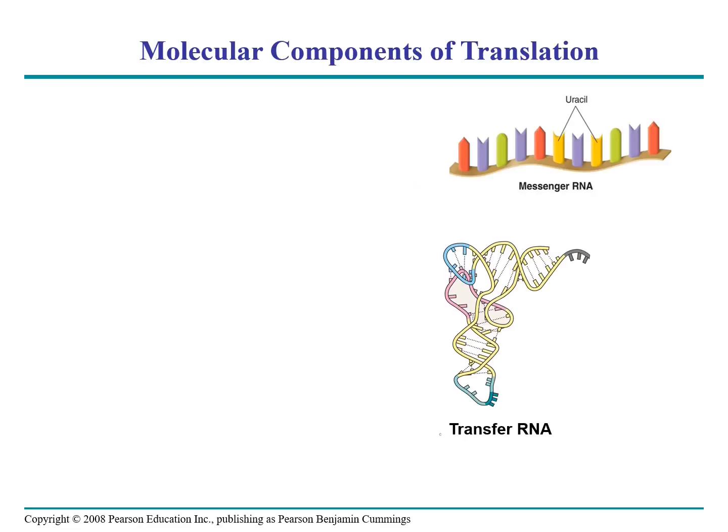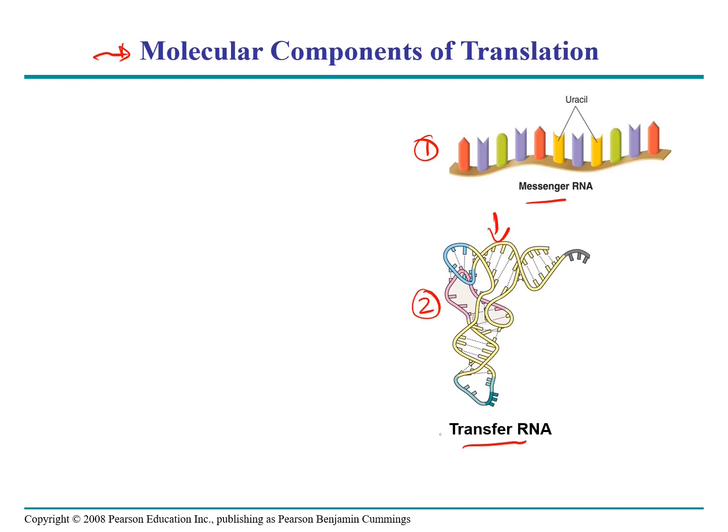Now I'm going to talk about the molecular components of translation. To do that, I'm going to talk about two main types of RNA, the messenger RNA and the transfer RNA. Why? Because a cell translates the messenger RNA using the help of the transfer RNA. And how does it help? Let me show you.